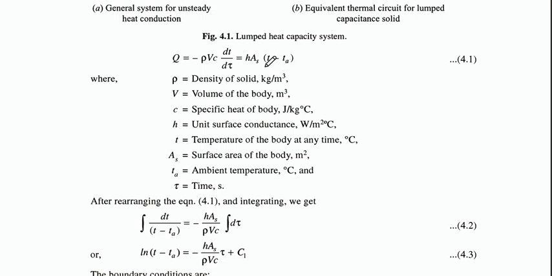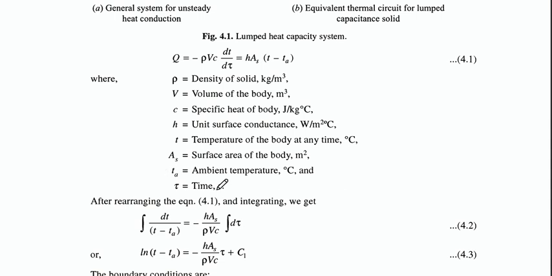Okay, so T is the temperature of the body at any time, not the initial temperature. This is the temperature of the body for convective transfer at any time, and T-infinity is the ambient atmosphere temperature. Rho is the density of the solid, V is the volume, c is the specific heat of the body. Whatever body you are considering, the specific heat is c. h is the surface conductance, the convective transfer coefficient, and T is the temperature of the body at any time. It need not be the initial condition. Tau is the time taken for the heat transfer.